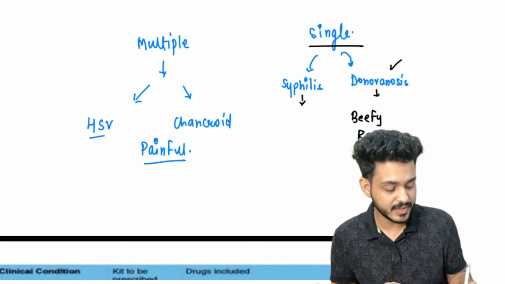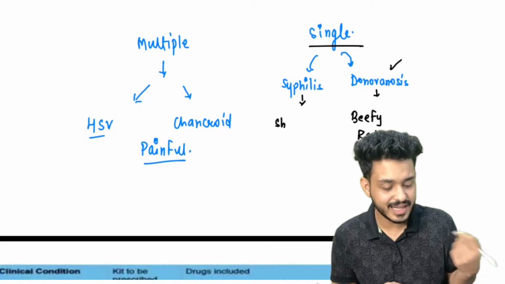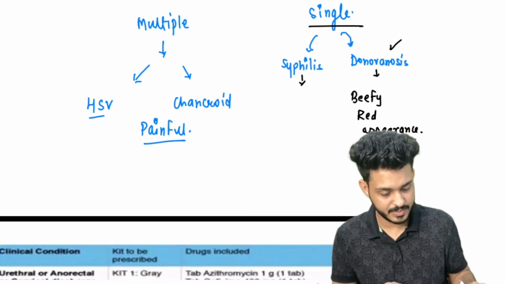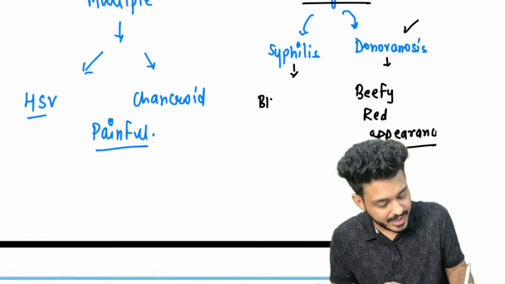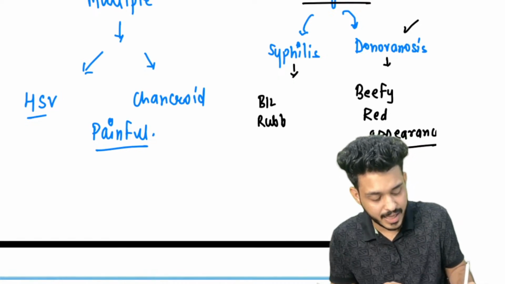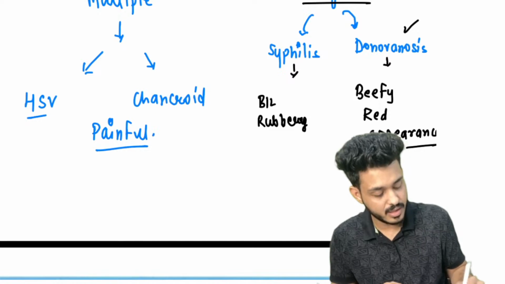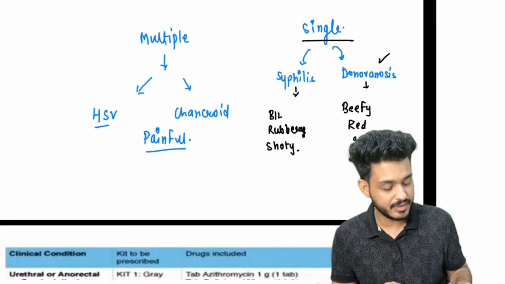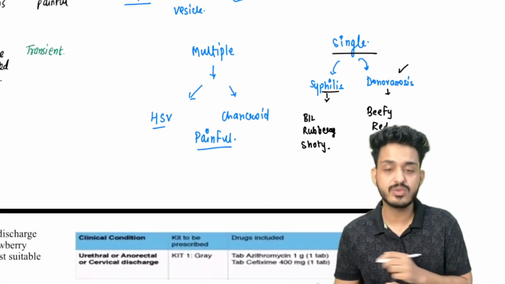Syphilis will have a single ulcer. But if in the option it is written bilateral rubbery or shotty lymph nodes, that would be your syphilis.